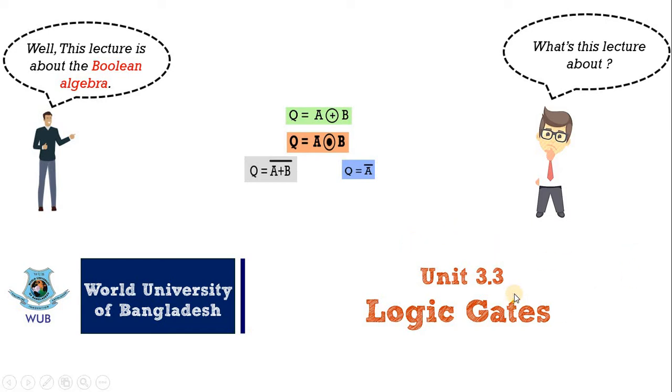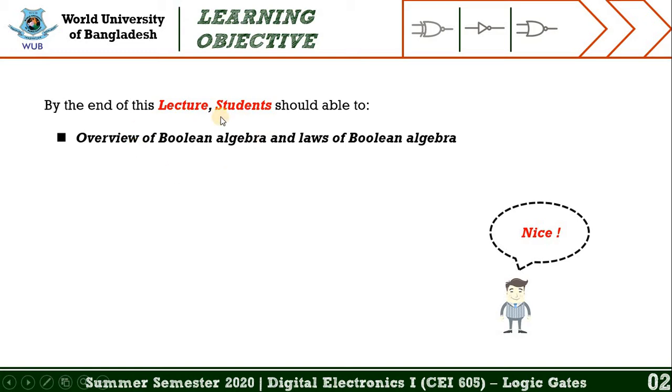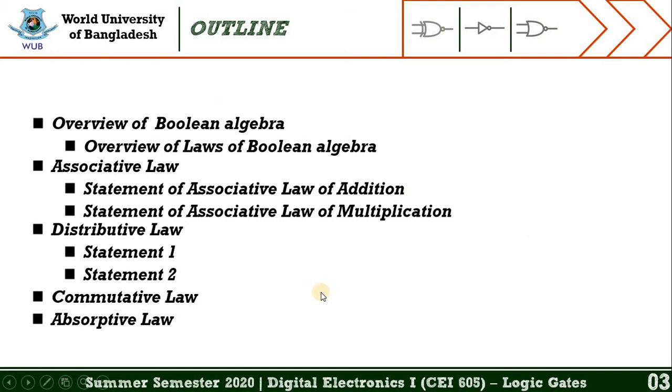So let's start. By the end of this lecture, you will be able to know about Boolean algebra as well as the laws of Boolean algebra. This slide represents the overall scenario of this lecture. You will learn Boolean algebra and the laws of Boolean algebra, such as Associative Law, Distributive Law, Commutative Law, and Absorption Law. So start with the overview of Boolean algebra.